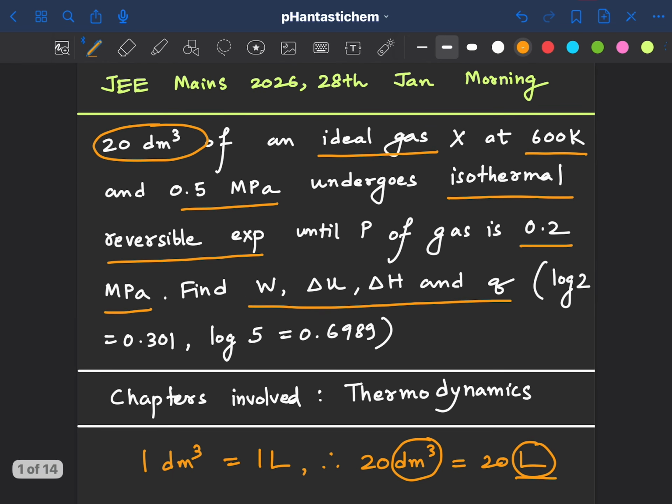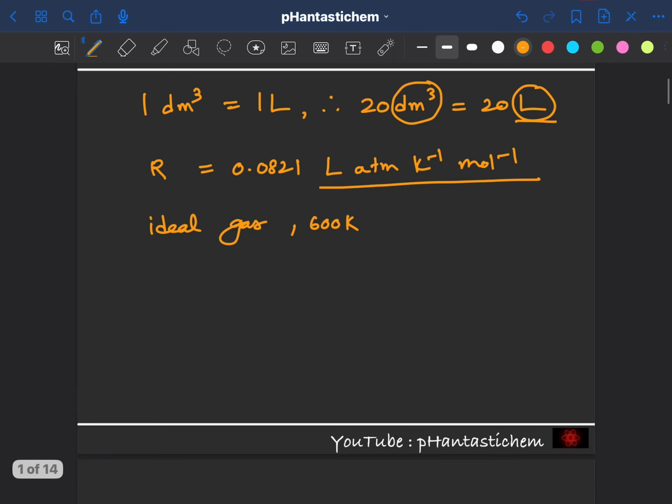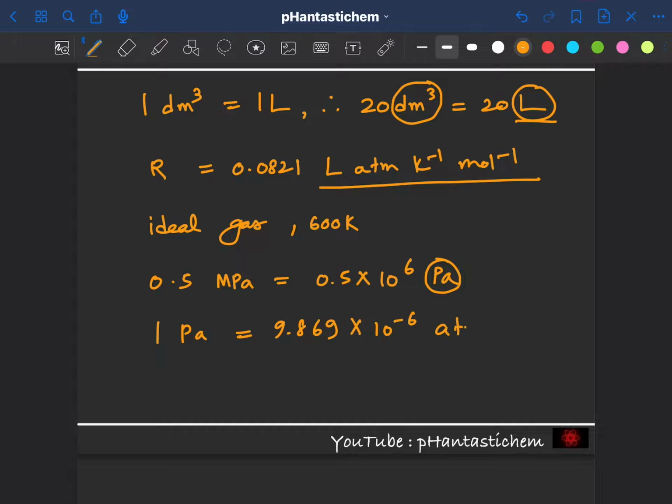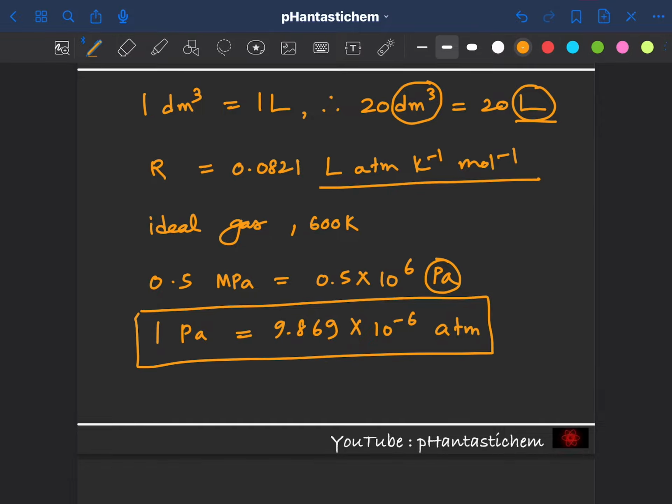And the initial pressure is given to us, it is 0.5 megapascal. So we know that 0.5 megapascal is equal to 0.5 into 10 to the power 6 pascal. And since, as I mentioned, the value of R is in atmosphere, it was important to know how to convert pascals into atmosphere. So the conversion is 1 pascal is equal to 9.869 into 10 to the power minus 6 atmosphere. So this will be really useful for us.